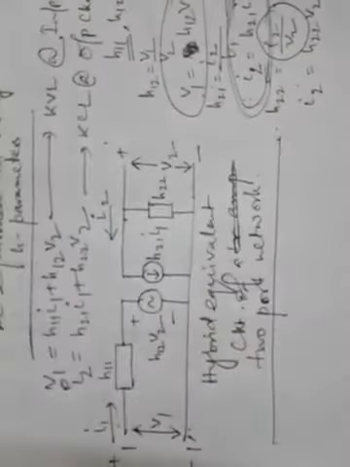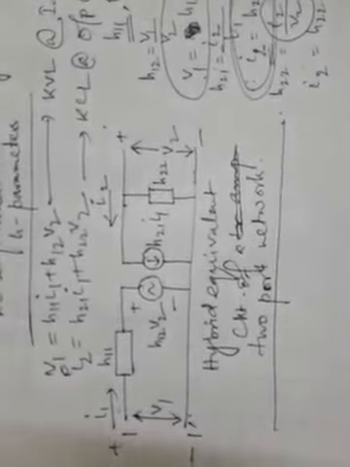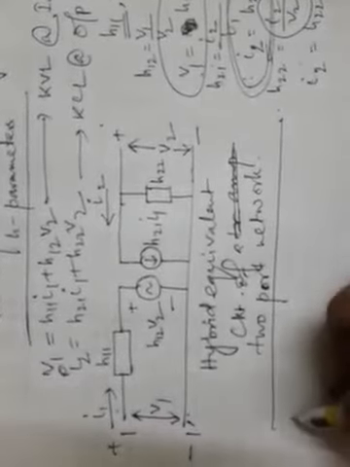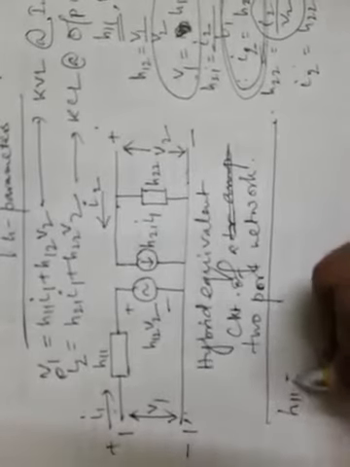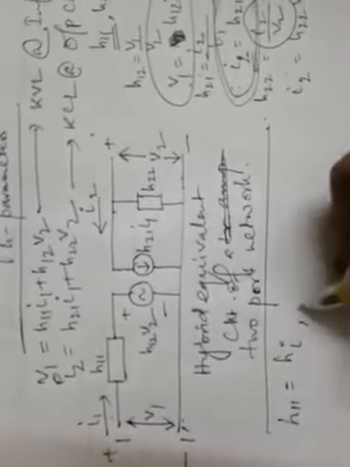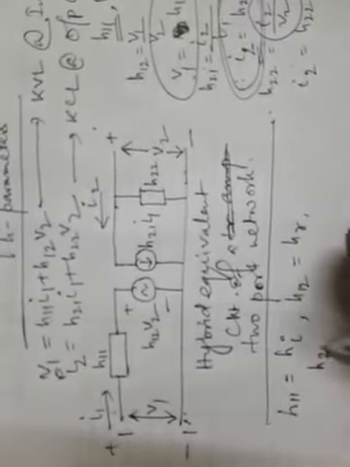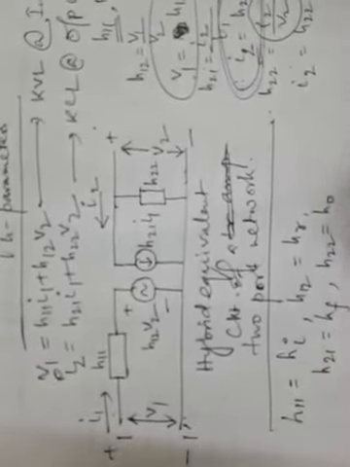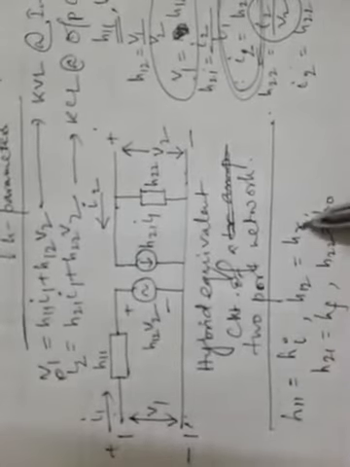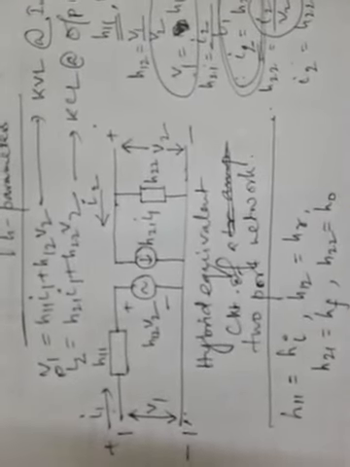Now these notations H11, H12, H21, H22 are generalized notations. These are not used in the actual analysis. For actual analysis, these are denoted as follows. H11 is denoted by HI, H12 as HR, H21 as HF, and H22 as HO, where I stands for input, R stands for reverse, F stands for forward, and O stands for output.